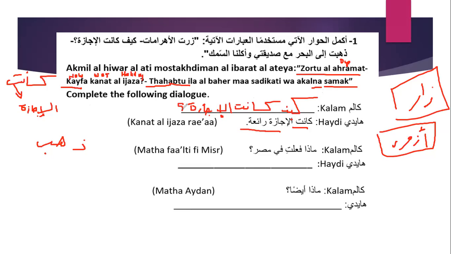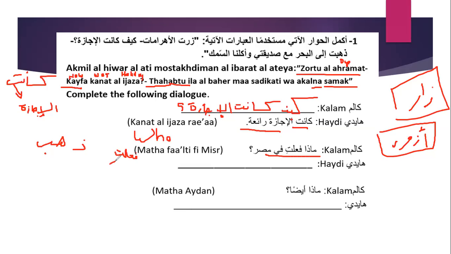Now, the second sentence. Here, these questions are one after the other, as if they are sequenced. So, ماذا فعلتِ في مصر؟ ماذا means what. فعلتِ, what did you do? Because we say فعلتِ, it means what did you do?